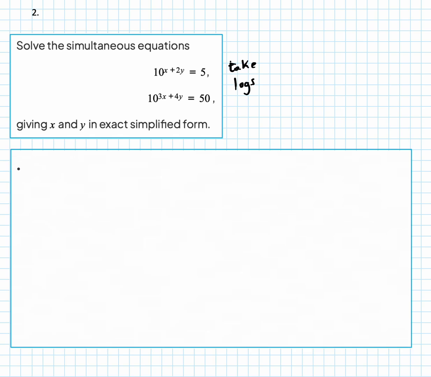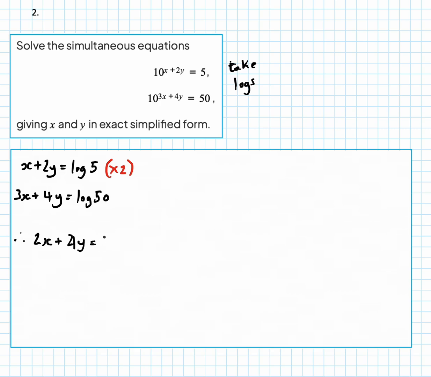So taking logs of that, we'll end up with x plus 2y is equal to log 5. Our first one. And the second one, 3x plus 4y is equal to log 50. So when we're doing simultaneous equations, we want to get one of our unknown values the same, so we can add or subtract. So the first equation I'm going to multiply by 2. So the y values are both 4y.